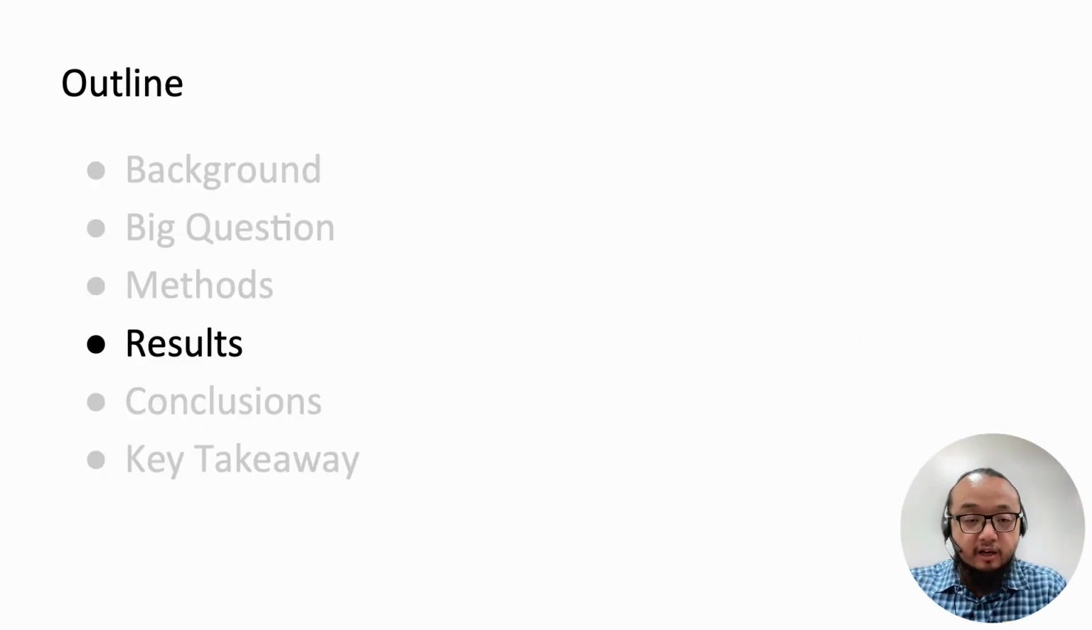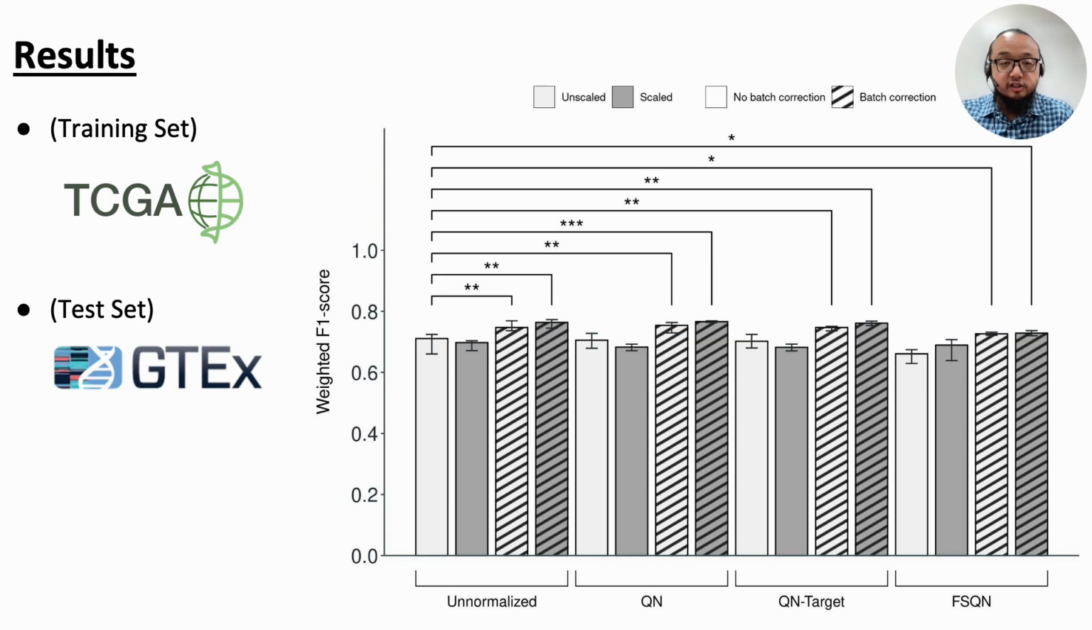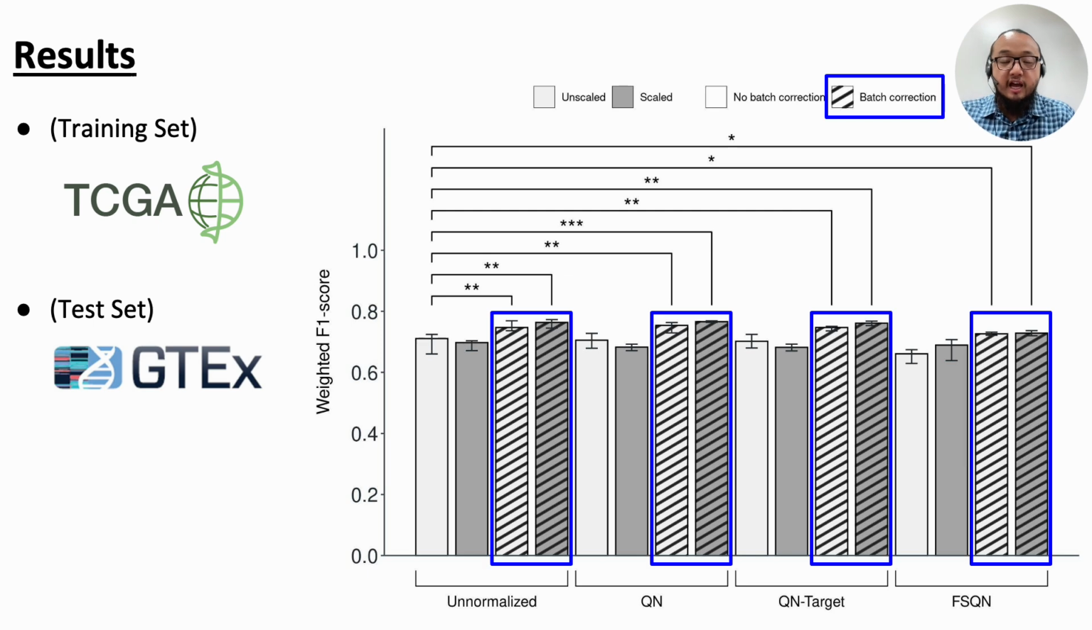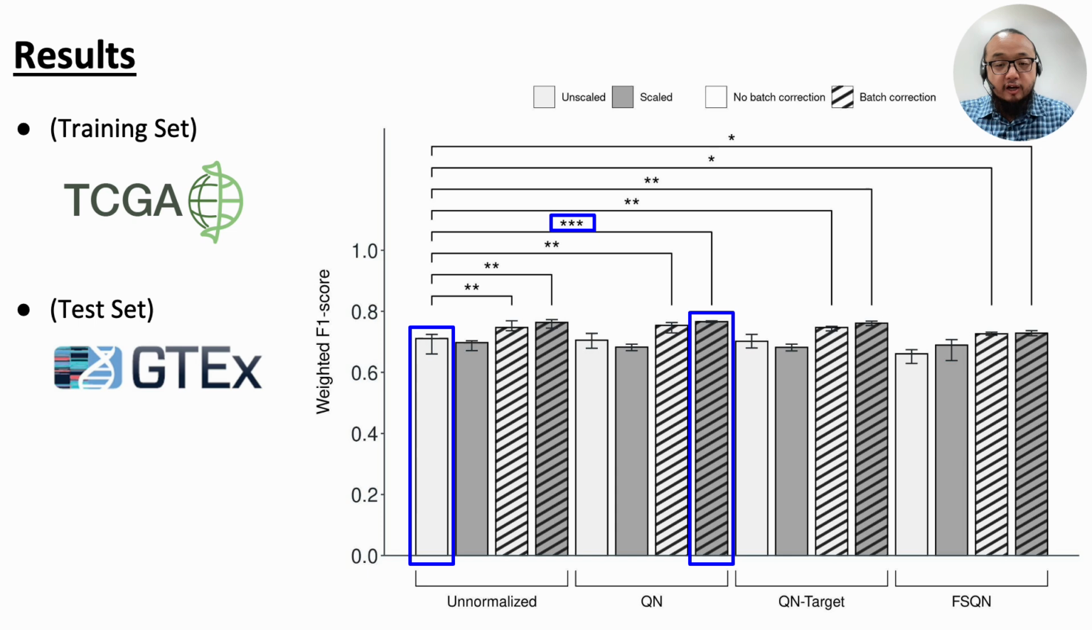Okay, let's take a look at our main results. In this experimental setup, we train with TCGA and test with GTEx data. We saw that half of our data preprocessing combinations showed an improvement in overall performance, basically any combination that had batch effect correction applied. Now I want to zoom in on the data preprocessing combination that provided the most improvement from the baseline.